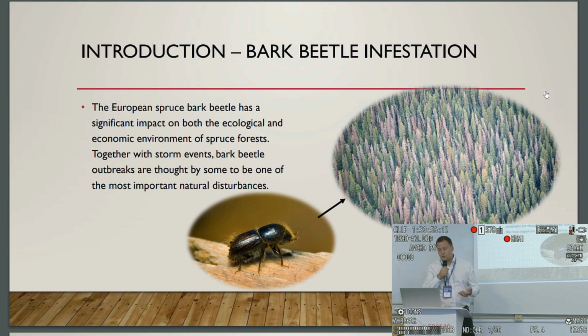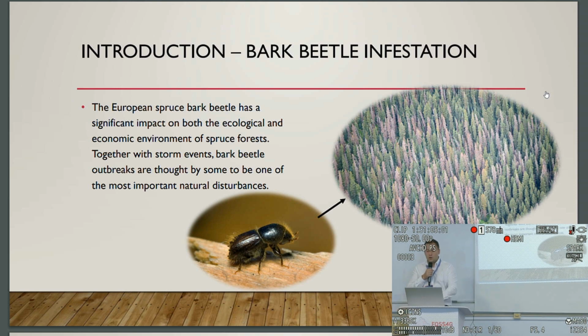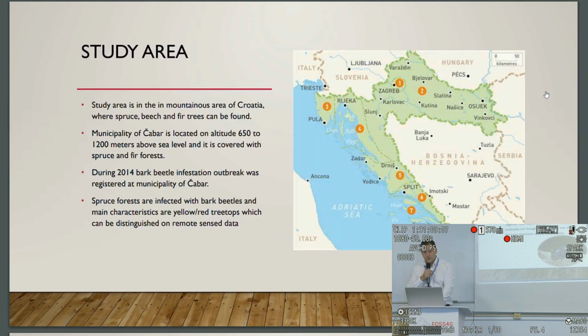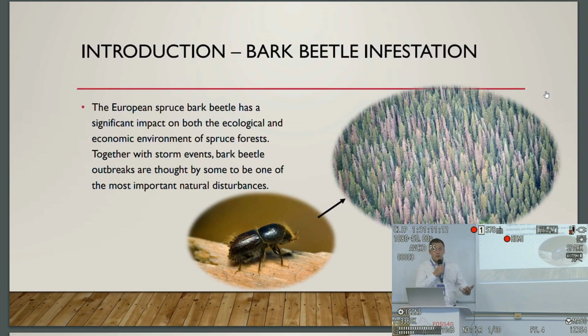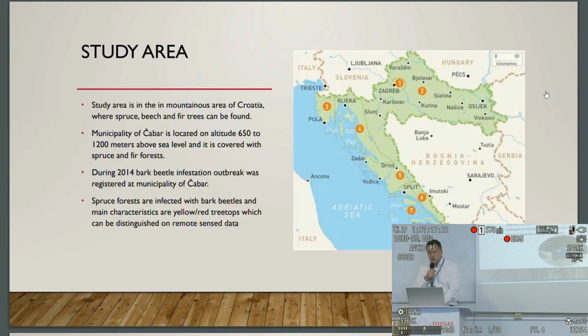stakeholders or whoever is responsible for the forest should be able to react in a proper manner in a short amount of time in order to cut those infested trees and to avoid the spreading of the bark beetles. And the easiest way to map these areas is by remote sensing techniques and using support vector machines.